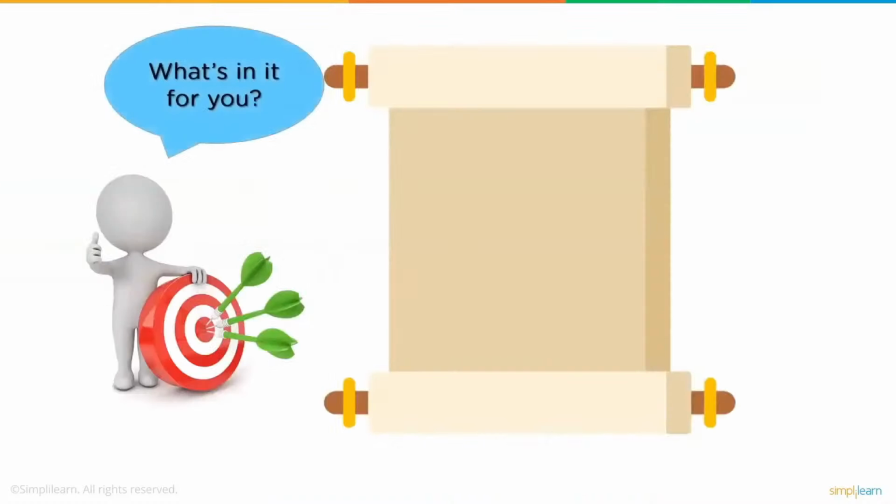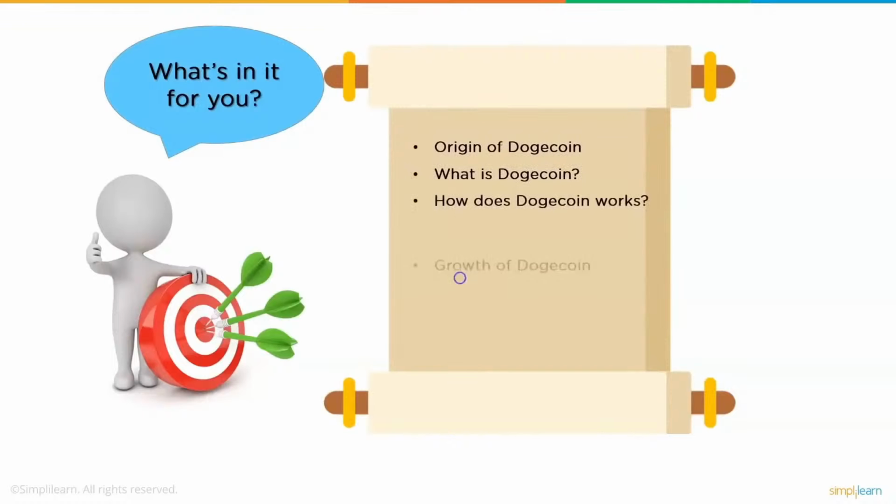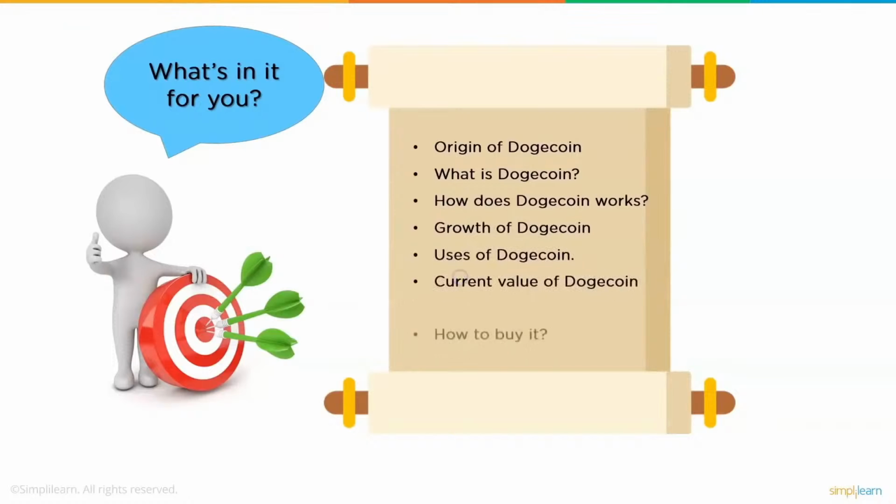In this video, we will come across the following topics. First, we will see the origin of Dogecoin, and then we will understand what is Dogecoin and how it exactly works, and then we will see what led to the growth of Dogecoin. What are the areas of uses of Dogecoin? Then we will figure out what is the current value of Dogecoin today. And lastly, how can we buy it?